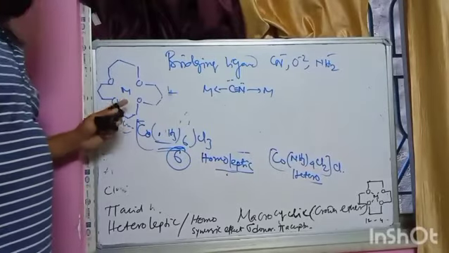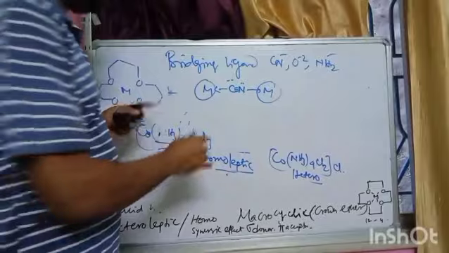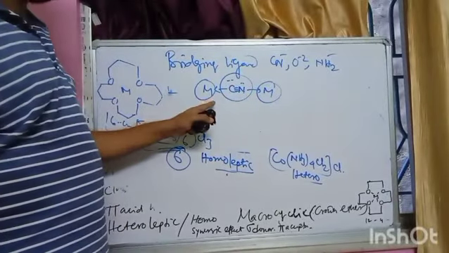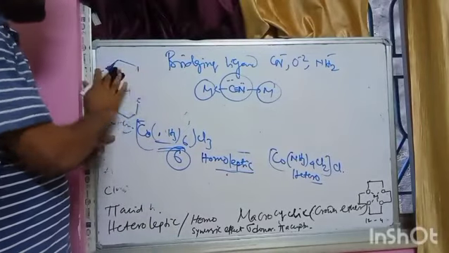So it acts as a bridging ligand, meaning these two metal atoms are bridged by a ligand such as CN minus. So it is called a bridging ligand. There are different types of examples, O 2 minus, NH2 minus, etc.